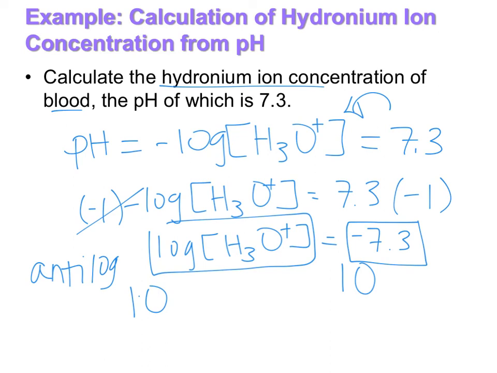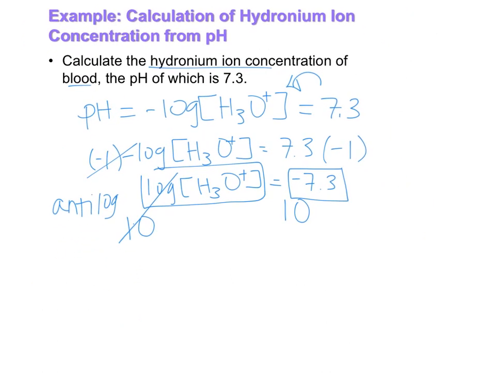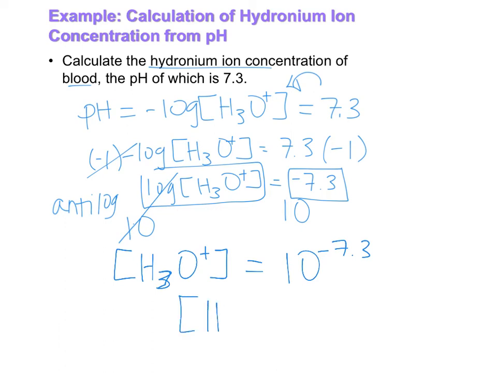Now what this antilog does is it cancels out that log in front of the hydronium, and all you're left with is hydronium concentration equals 10 to the negative 7.3. And like I said, you just type it in exactly that way. So you type in a 10, press the little button that lets you raise it, and then type in negative 7.3 and press enter. And then from this, you should get 5 times 10 to the negative 8th molar.